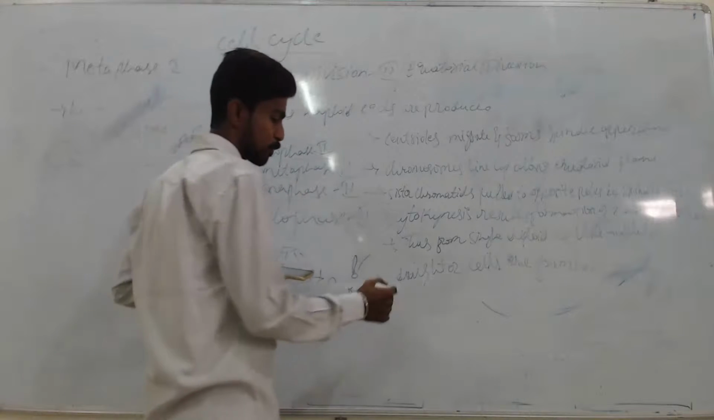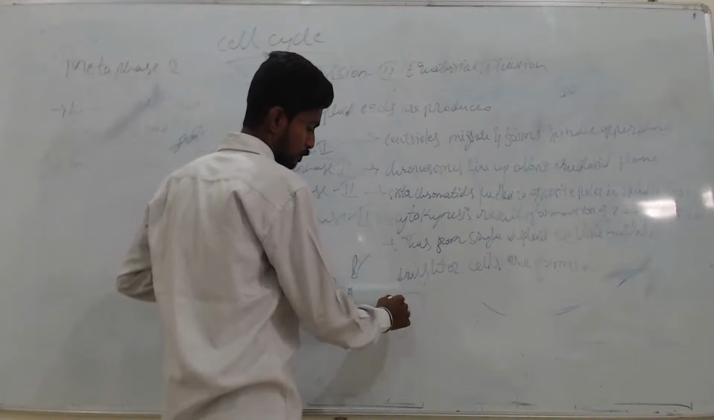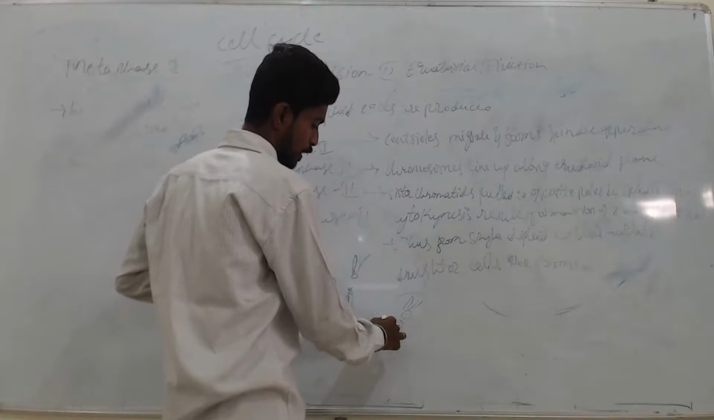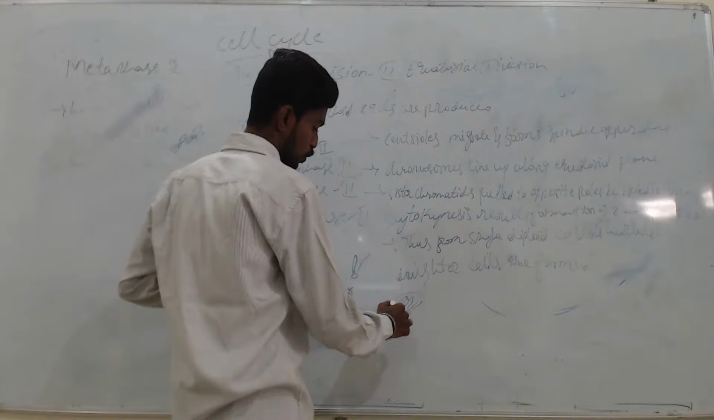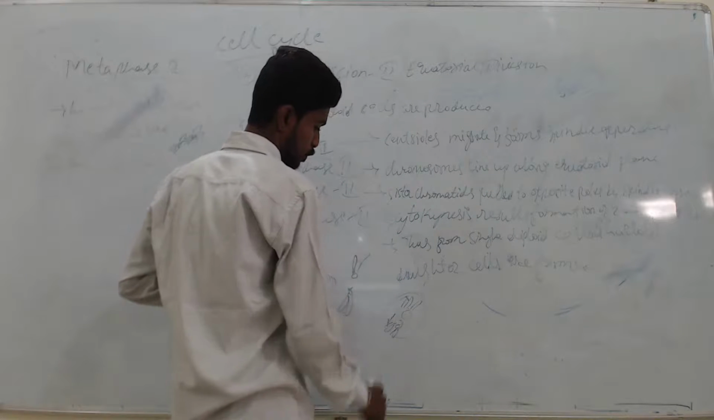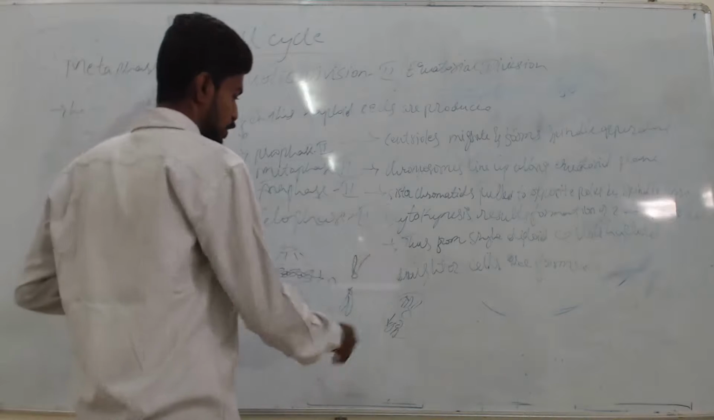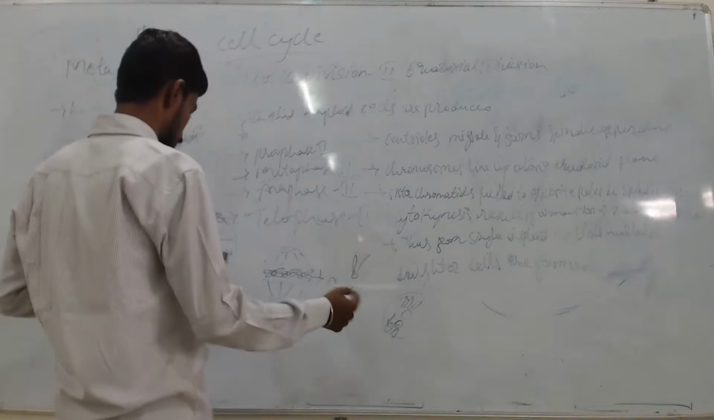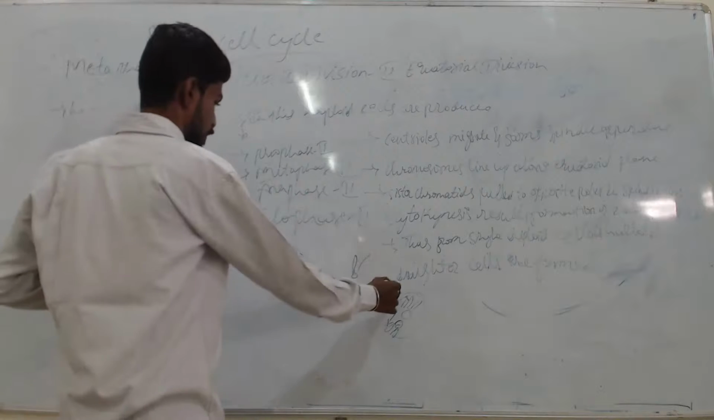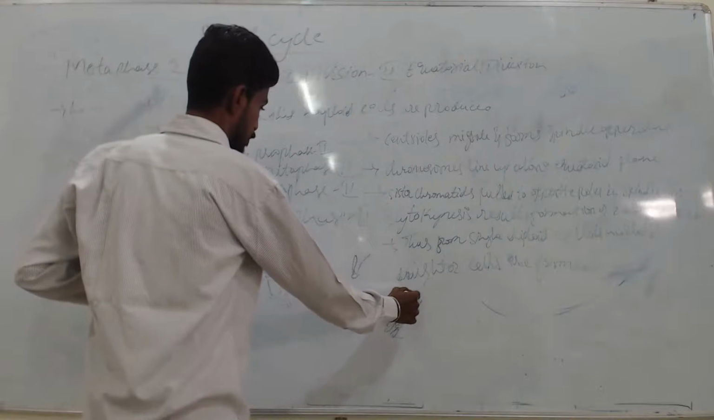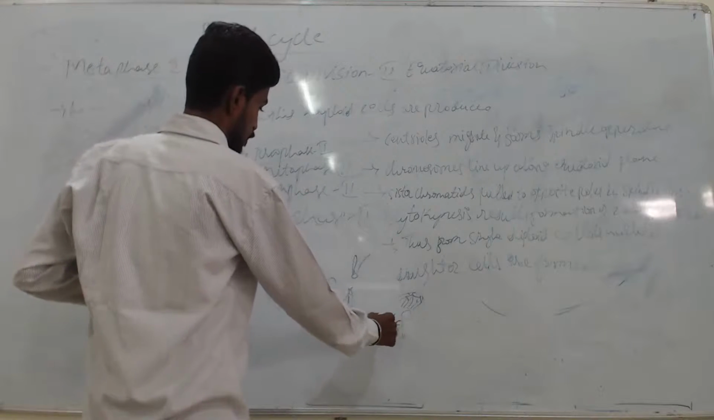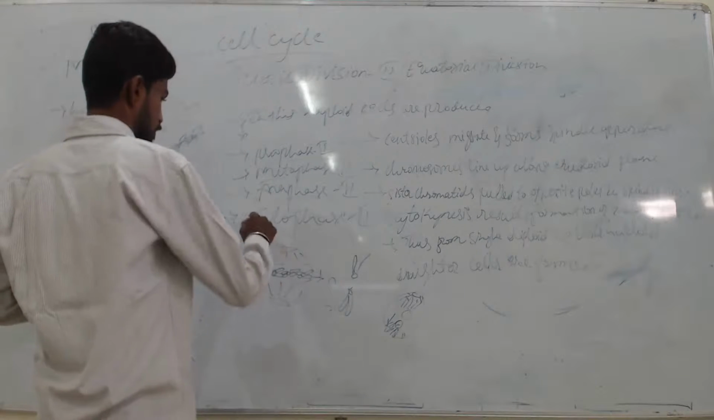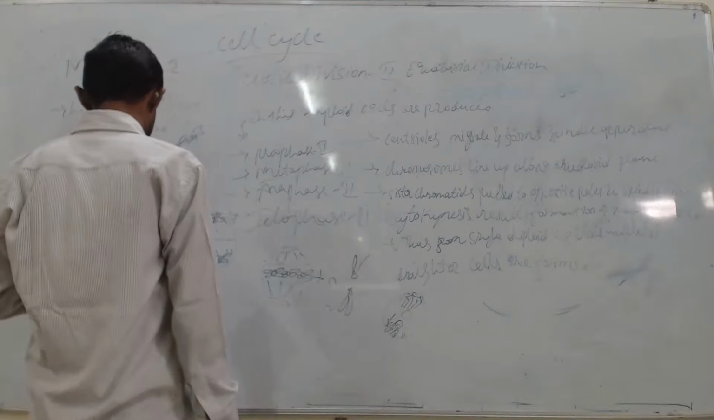Pulled to opposite poles means this is one chromatid and this is the other chromatid. One is pulled to one side and the other is pulled to the lower side, opposite to one another. The two sister chromatids are pulled to opposite poles by the spindle fibers. The spindle fibers are arranged in this state. The next is telophase 2.